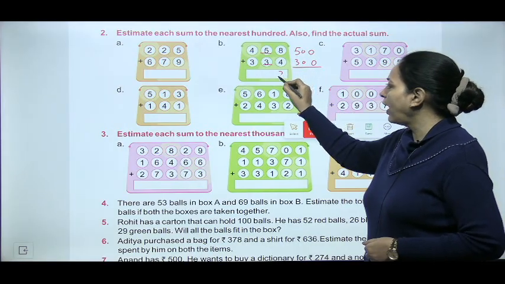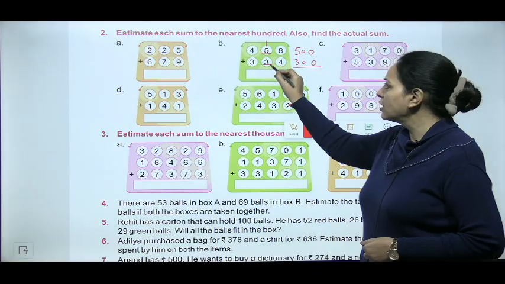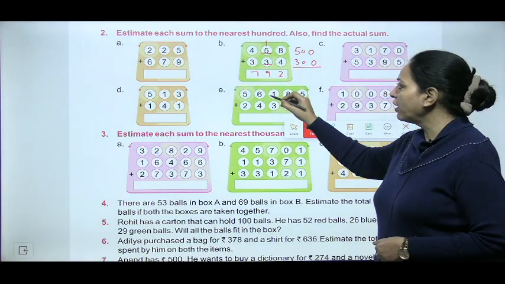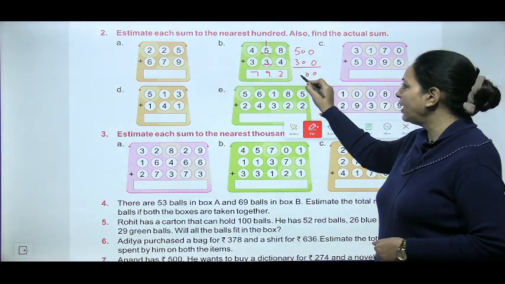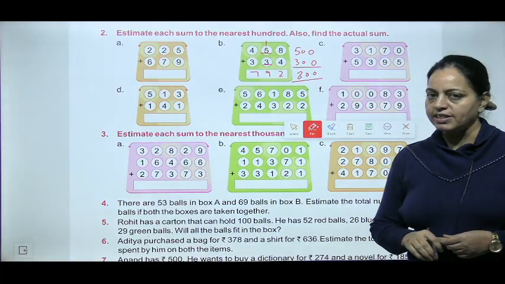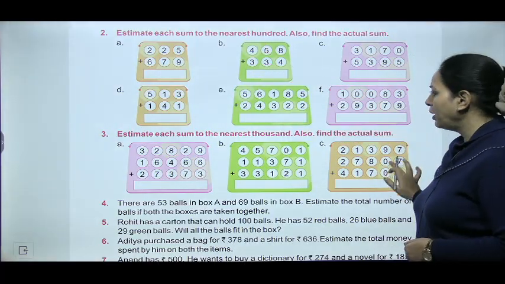So now find the actual. This is 792 and this is 800 estimated. Similarly, you can try remaining parts.